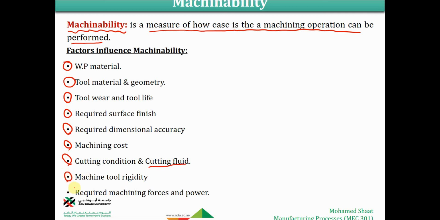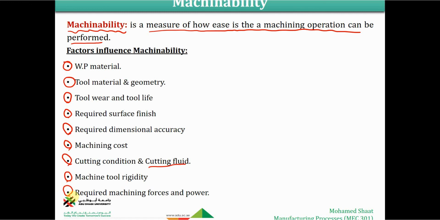Also, the quality and the rigidity of the machine tool. Is the tool that you're using a new tool? I'm talking about the machine. How effective is the machine? Is it a good machine, or is it a used machine, a bad machine in bad condition? So this definitely will affect the machinability.